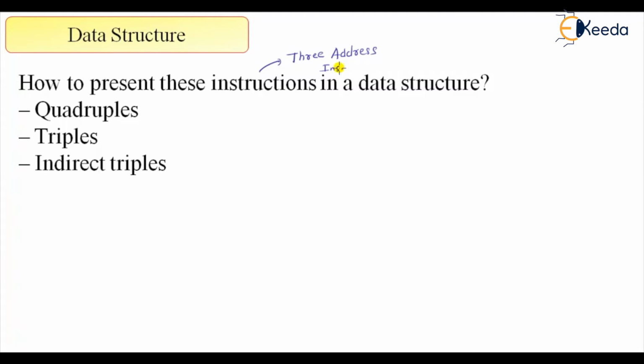There are 3 different ways of representing this 3-address instruction: quadruples, triples, and indirect triples. A quadruple has 4 fields, triples have 3 fields, and indirect triples means we have a situation where some addresses are stored, so there will be indirection. Let's see quadruples, triples, and indirect triples one by one.